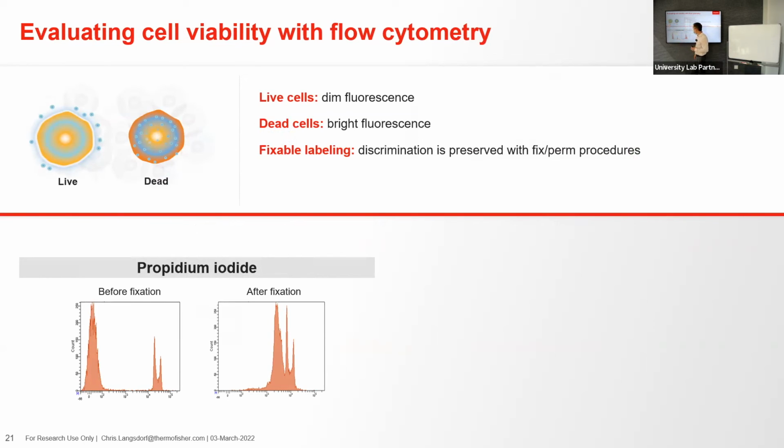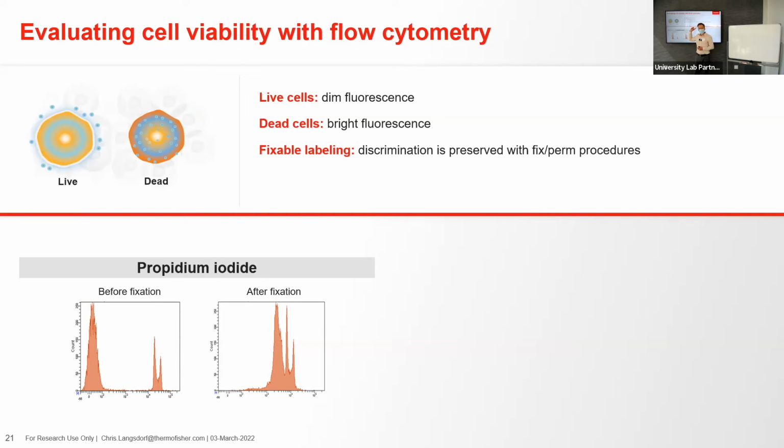And so on a histogram, we can see our bright cells, our dead cells. The dim peak here is our live cells. If we're doing a T-cell killing experiment, maybe we're interested in the dead cells, but usually we're not. Usually we just gate on our live cells and then ignore all of our dead cells.